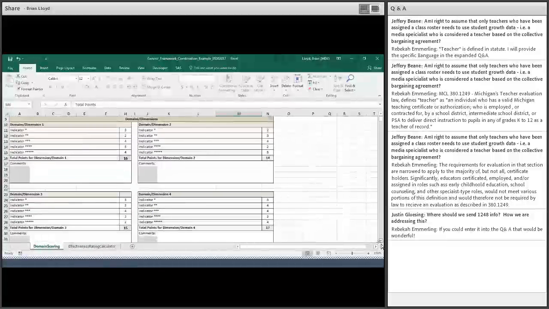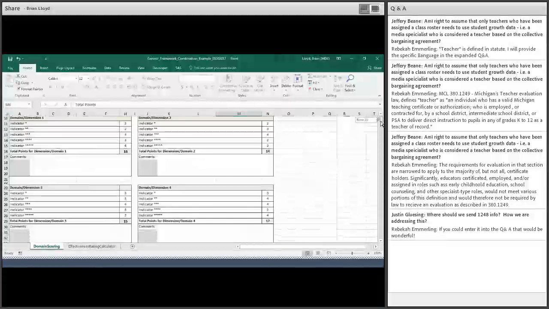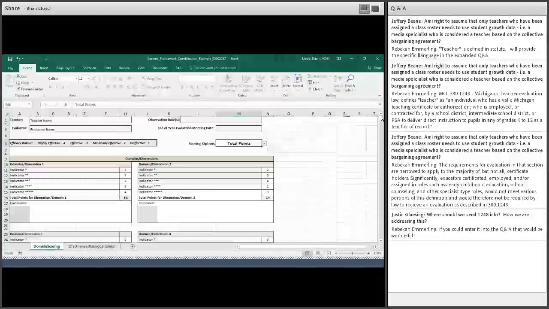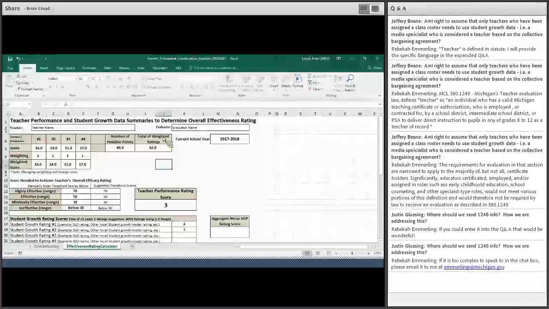So what this tab does is simply total the indicator ratings for each domain in this fictitious framework. Then the educator would click on the effectiveness rating calculator. And again, this is just developed to provide some conceptualization around how this could be done. This isn't an MDE tool. This is just a way to help us think about this.